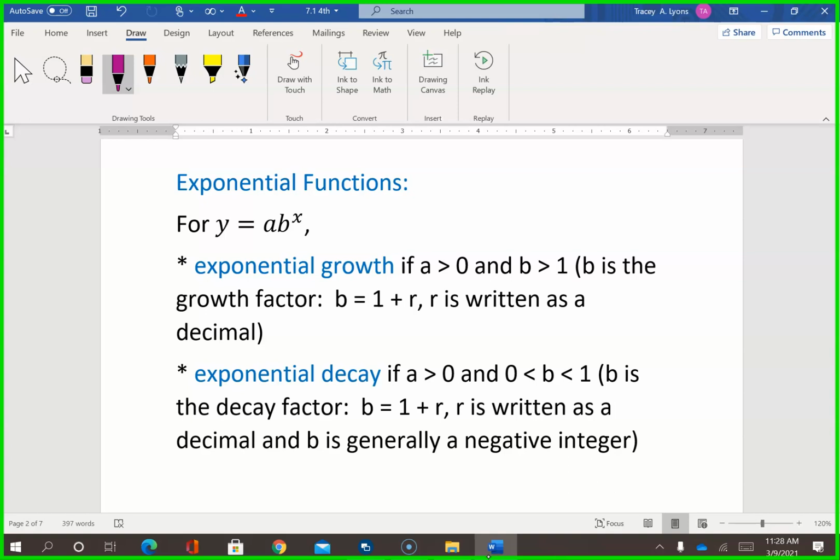Notice how the formula for the decay factor and the growth factor are really the same. But in the exponential decay question, the b is going to be like a negative number. Okay, so for exponential growth, the b is kind of a positive number. For the decay factor and the decay, it's going to be a negative number.